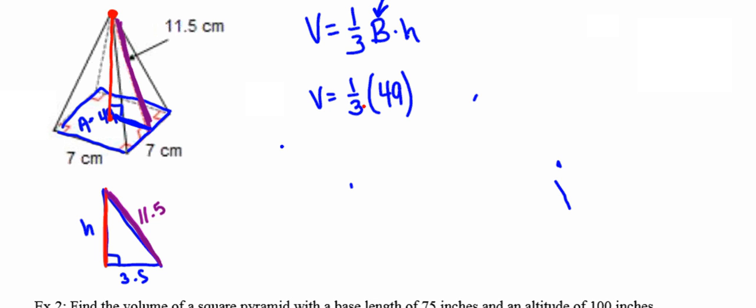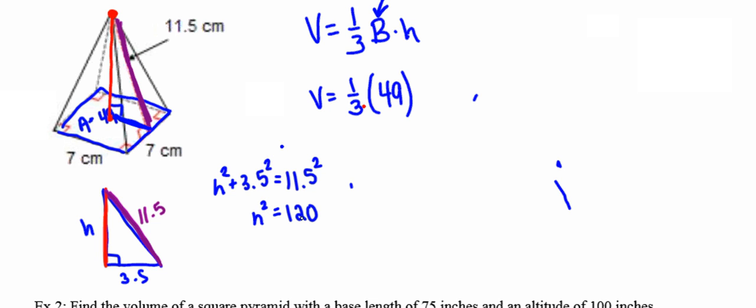Just be careful as you're using the Pythagorean Theorem and make sure that you substitute legs for legs and the hypotenuse for the hypotenuse. So my 2 legs in this case are h and 3.5. So h squared plus 3.5 squared equals the square of my hypotenuse, 11.5 squared. So I'm going to subtract 3.5 squared from both sides. Into my calculator, I'm going to type 11.5 squared, subtract 3.5 squared, and my calculator tells me 120.